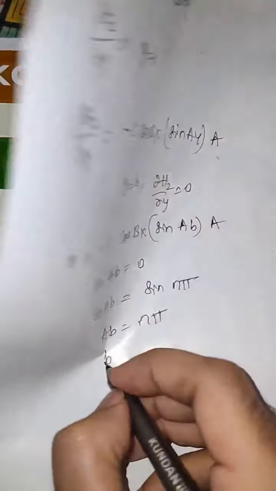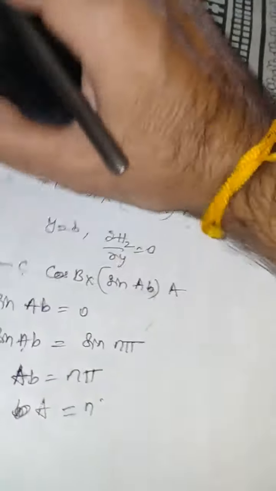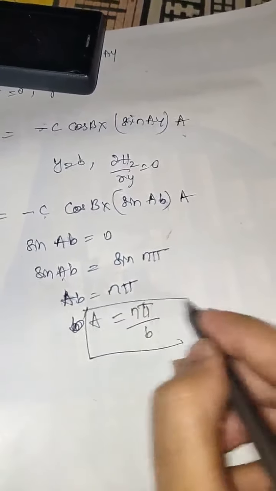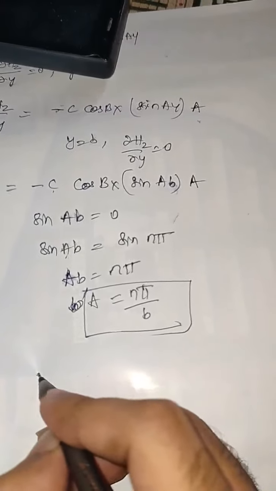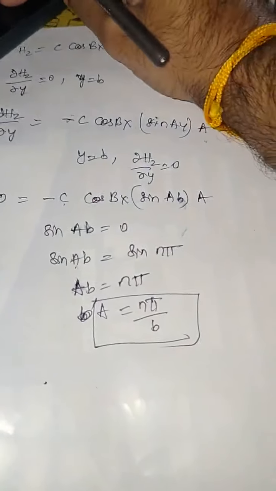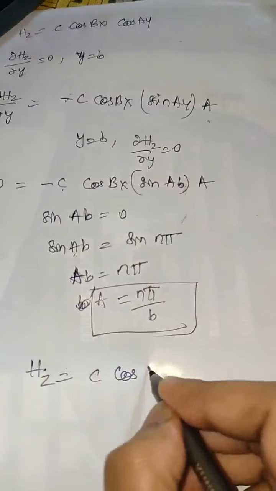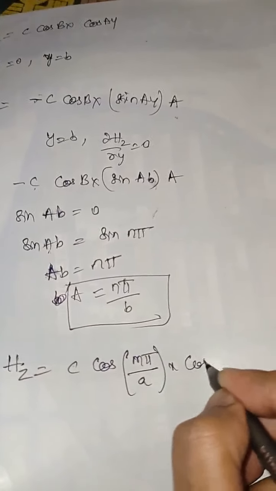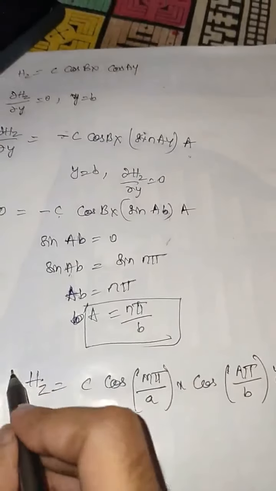Here a is unknown, so a can be written as nπ/b. So this is the value of a, and the a value is obtained. Now substitute the a value and the b value. Hz is equal to C cos of the b value, which we have already derived as mπ/a x, times cos of the a value, which is nπ/b y. So this is the value of Hz.